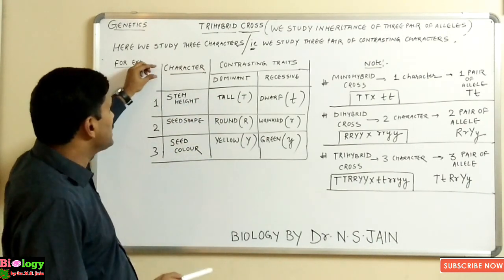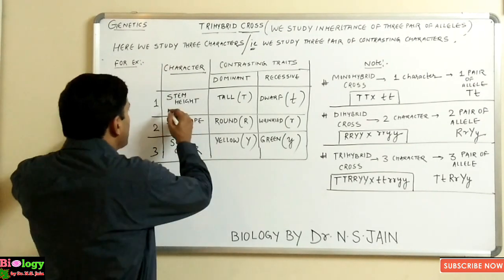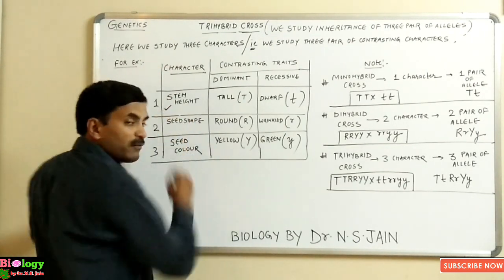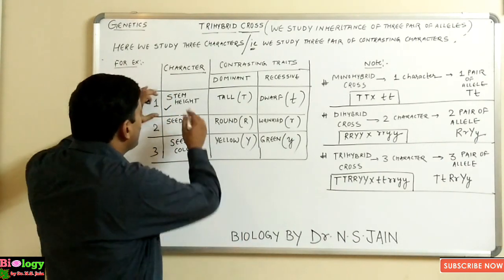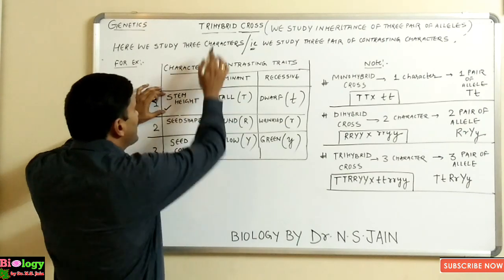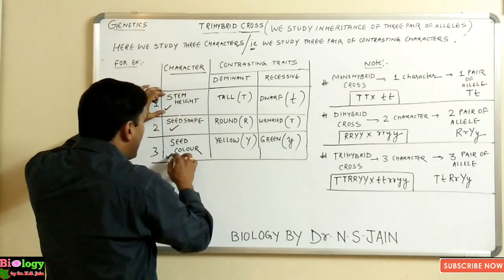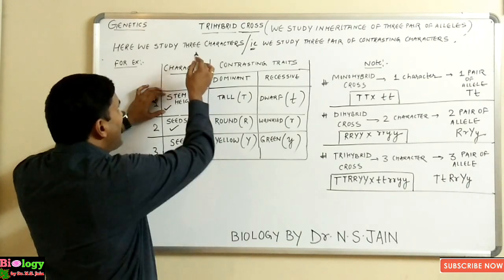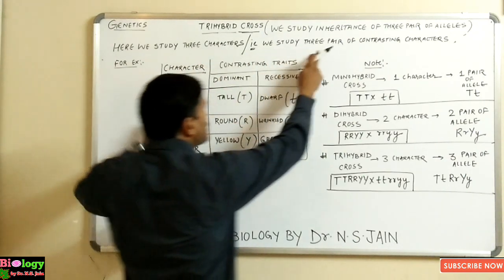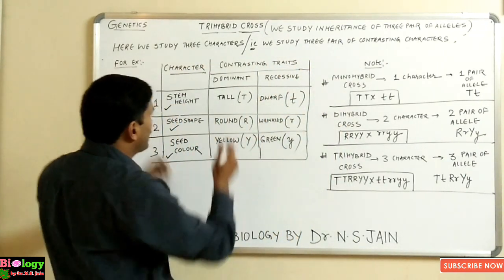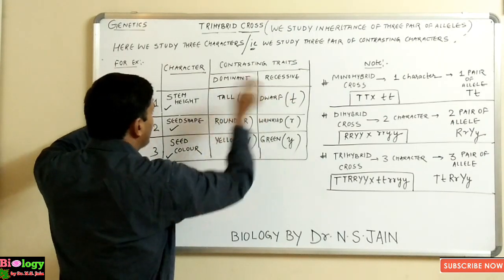Look here, we are going to study three characters. I have taken three characters out of the 7 pairs of contrasting characters found in the pea plant: stem height, seed shape and seed color. But as I have said, when we are studying three characters, that means we are studying three pairs of contrasting characters. How is it? What is a contrasting character? One is dominant, another is recessive.